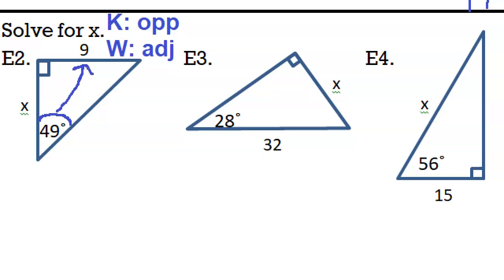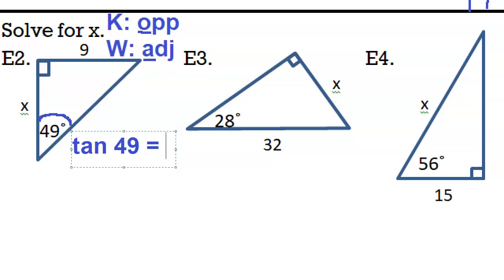And according to the cheesy phrase, Sohcahtoa, the trig function that uses O and A is going to be tangent. So we're going to use the tangent function, and we're going to set it up like this. Tangent of 49 equals, and then opposite over adjacent. So we're going to do 9 over x.